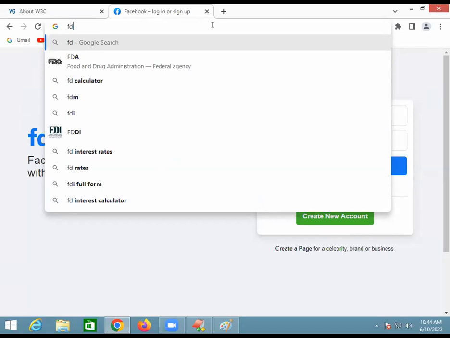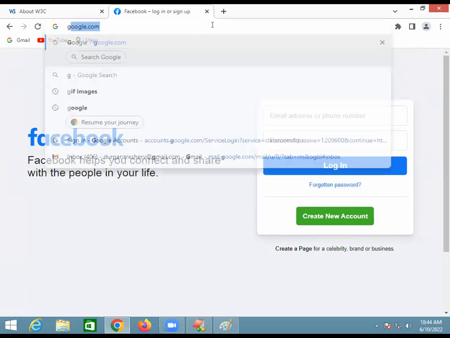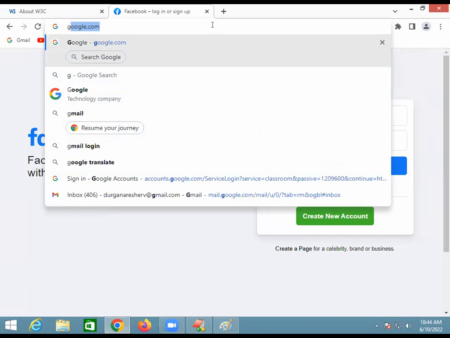So 7, 8 years back, if you type F, only F was showing, Facebook was not showing. If you type the G, sir, only G was showing, Google was not showing. But now if you type the first letter, the balance letters the browser shows. What is this called? Automation, simplification.